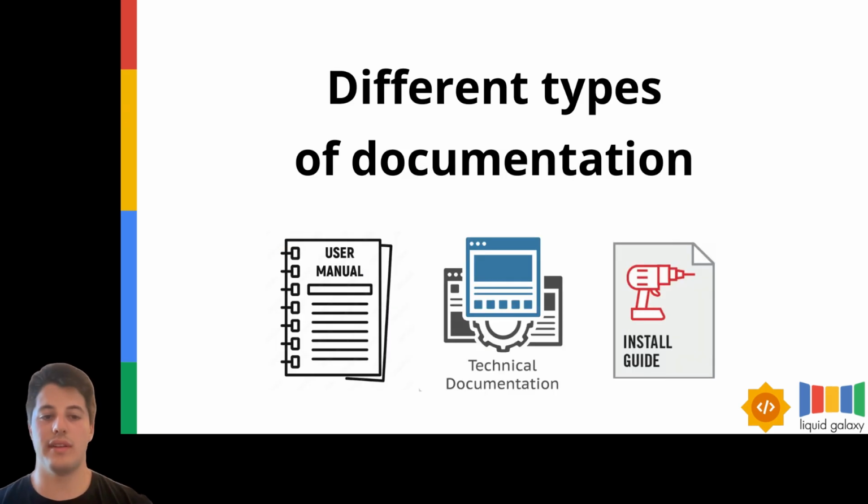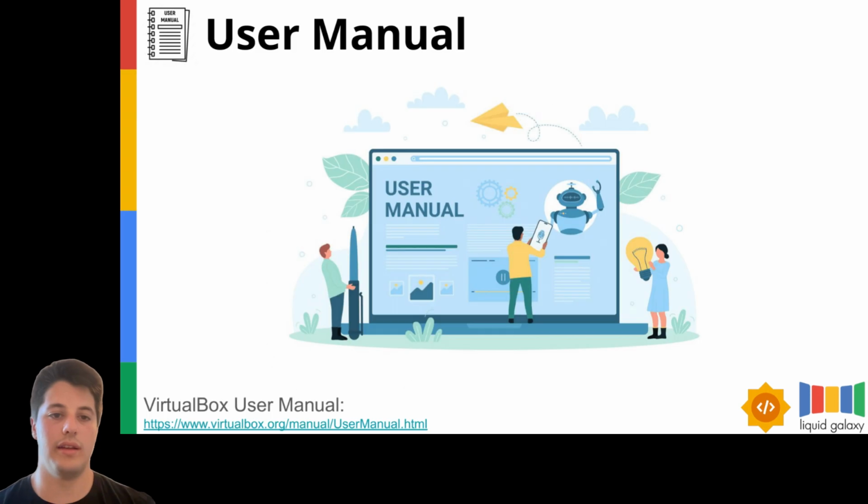Now let's explore different types of documentation that vary in format, purpose, and audience. Let's start from the user manual. A user manual is a guide designed to help people understand how to use a product, a service, or a system. It provides clear step-by-step instructions and essential information to ensure the user can operate the product effectively and safely. The purpose is to help users use the product easily and correctly.